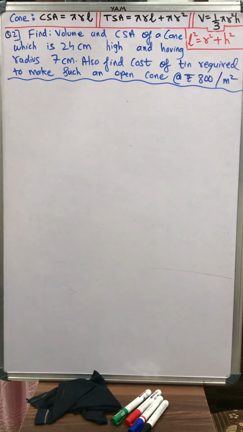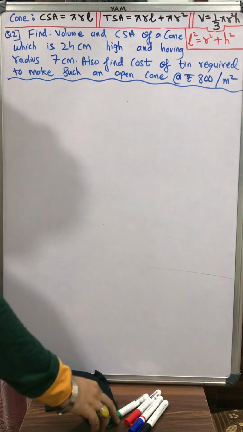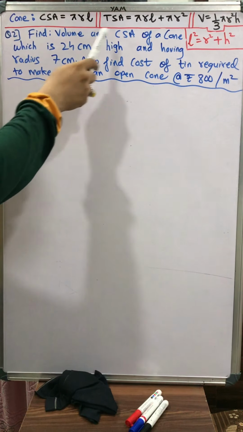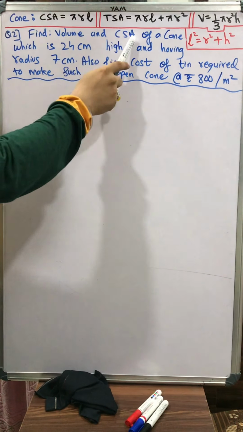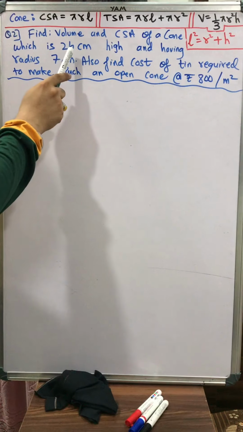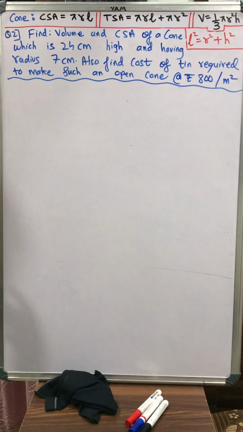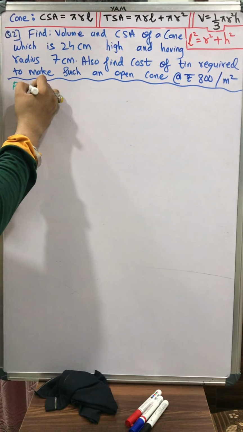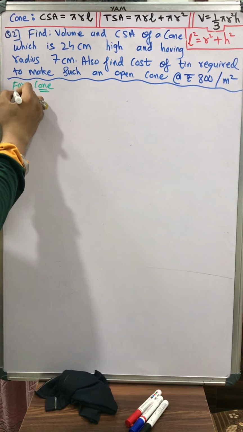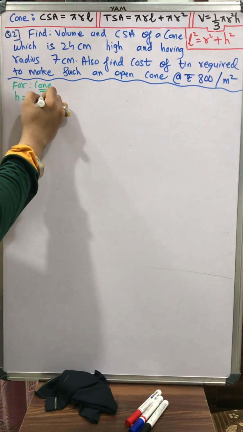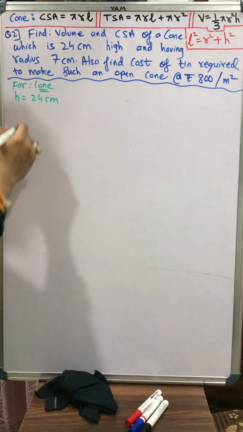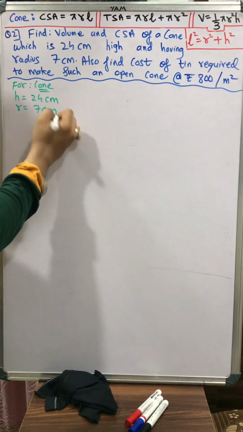Students, now the next question, second question on the board. It's also very simple. This chapter is very simple, just we have to mug up the formulas. Okay, find volume and curved surface area of a cone which is 24 centimeter high. So 24 centimeter high means height is given. Yes, height is given. So for a cone, H, height is how much? 24 centimeter. This is given to us. And having radius 7 centimeter. So radius is also given to us as 7 centimeter.